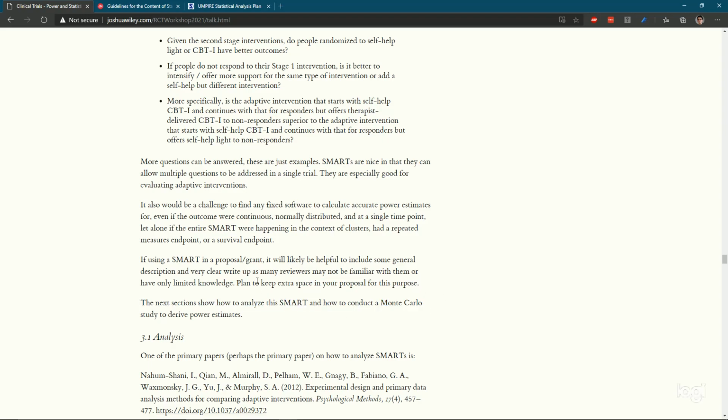In the next sections I'm going to show you how we could analyze this SMART, and then once we have that analysis down, we'll be able to talk about a power analysis. Because again, it's very hard to do these Monte Carlo studies if you don't have an analysis, but if you've got a crystal clear analysis in place, then we just have to simulate some data, apply that analysis to it, store the p-values, and make our graph.